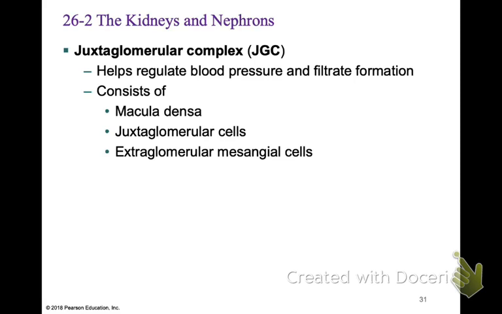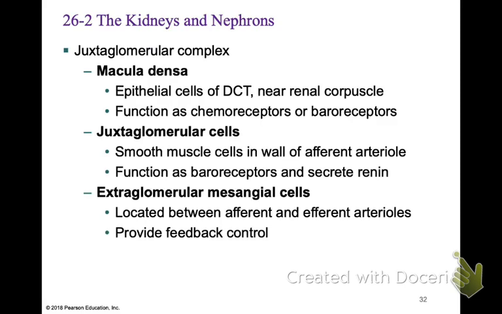This is the juxtaglomerular complex, and it consists of the macula densa and the juxtaglomerular cells, along with those mesangial cells. The macula densa cells are actually specialized cells of the distal convoluted tubule. They are receptor cells, so they can respond to changes in the osmotic pressure of the blood, or even just the total fluid pressure, not of the blood, of the filtrate, of the tubular fluid.